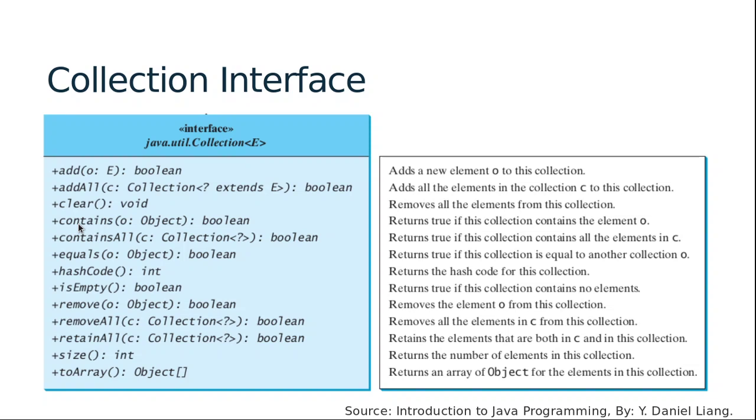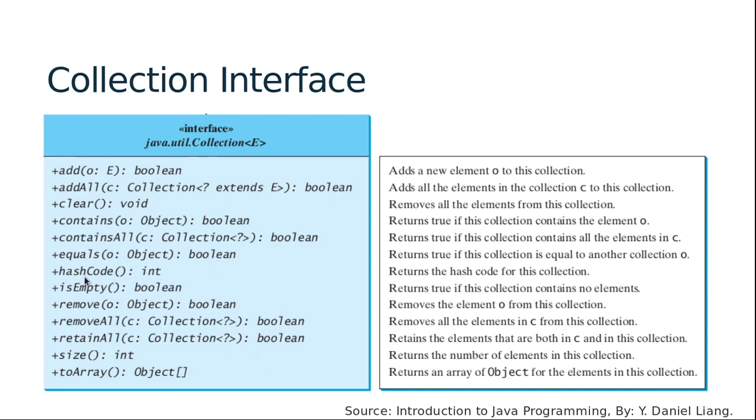Then there are a few methods to check whether a given object is present in the collection or not, which is contains, or you can check whether multiple elements are present by giving a collection as a parameter here, and the method is contains all. These two will simply return boolean true or false. Then, to check whether two collections are equal or not, you can pass a second object and the method is equals. Again it will return either true or false.